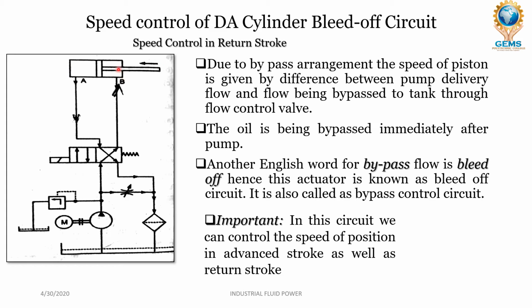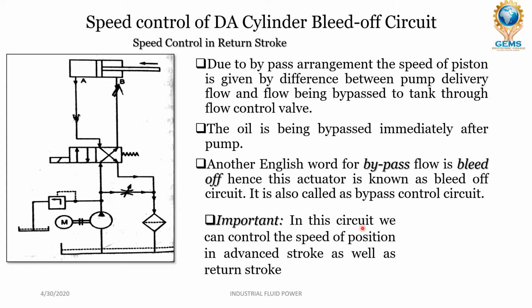So if you want to control the speed of the piston, you have to control the flow valve here itself, so that the remaining flow only goes to actuate the piston. So the oil is being bypassed immediately after the pump. Another English word for bypass flow is bleed off. Hence, this circuit is known as bleed off circuit. It is also called a bypass control circuit because we are bypassing the oil flow.